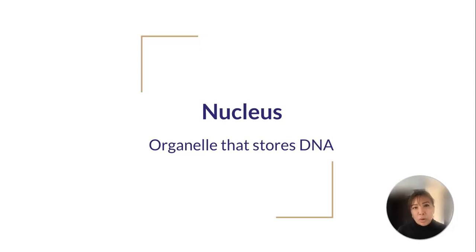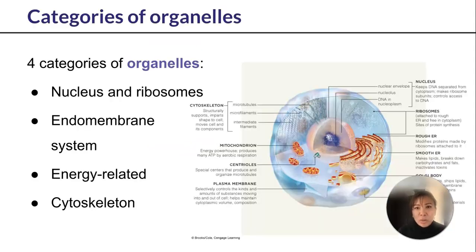So the nucleus is the organelle that actually stores DNA. DNA is the genetic information, right? It encodes the genetic information. We mentioned before that we often think of DNA as the blueprint of all that genetic information, and it's stored inside the nucleus in eukaryotic cells.